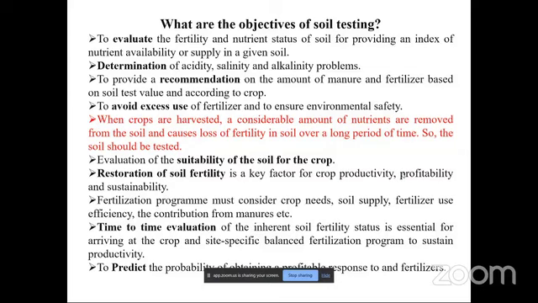As we move further, it is about the suitability of a soil for a crop. Suitability means it will give the proper amount which is required for the crop. As we move further, it predicts the probability of obtaining a profitable response to the fertilizer.